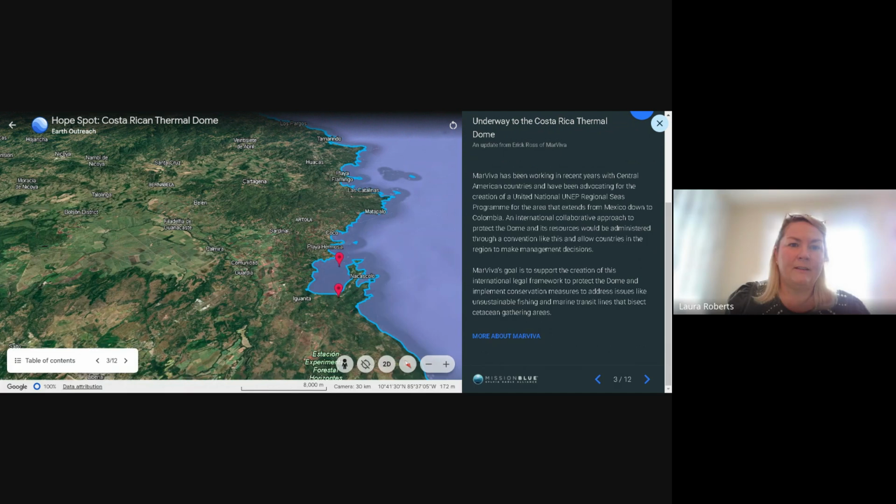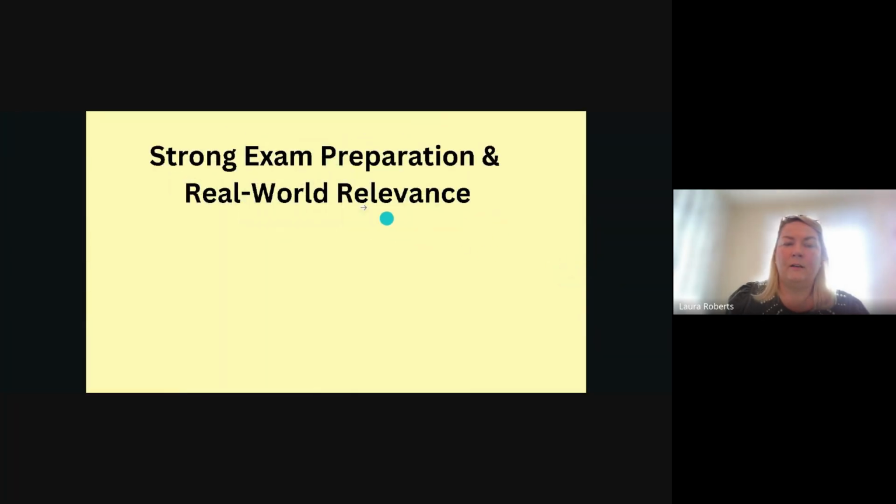Alongside that, we also have a very strong exam preparation and real world relevance link with our science. In terms of exams, we currently have students preparing for GCSEs and also for A-levels. We've got access to examination materials, so we're able to tailor make our own exams with real exam questions. We also spend a lot of time preparing students to be able to answer some of those questions in terms of using exam command words.